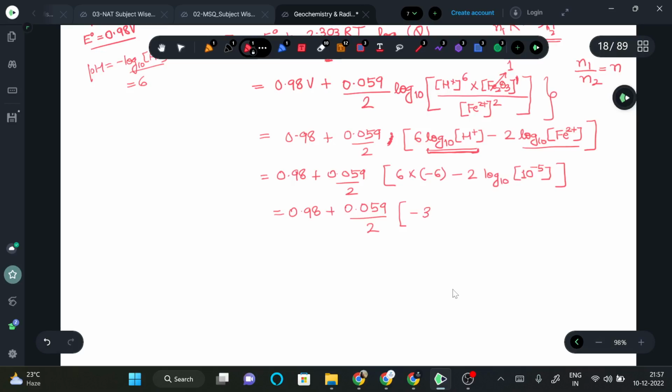This will come out to be minus 36, then minus 2. Now log base 10, this will bring out -5 outside, and log base 10 of 10 will become 1. If you don't understand any step, please let me know. Otherwise, I wouldn't know that you are having any doubt. -36, this minus minus will become plus 10. Log base 10 of 10 is 1. Okay.